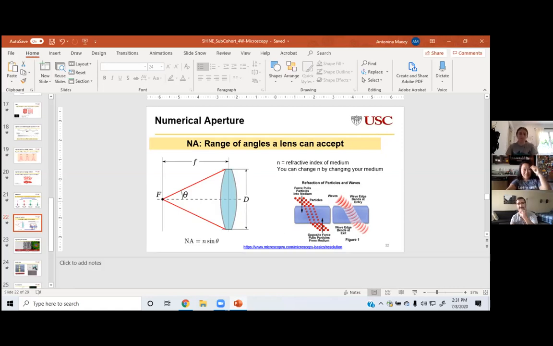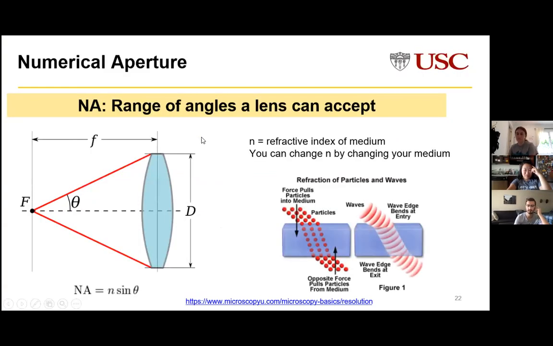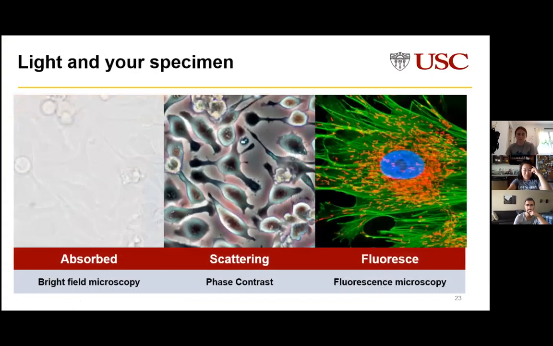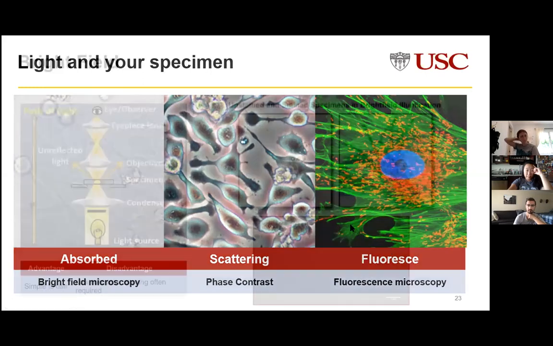Awesome. Okay, so let's go ahead and move on to some examples of microscopy techniques. The way that the light interacts with your specimen is how you can define the different microscopy techniques. Light that's absorbed, you can use bright field microscopy. If you're using phase contrast microscopy, the light is being scattered. And if you're using fluorescence microscopy, the light is being fluoresced.